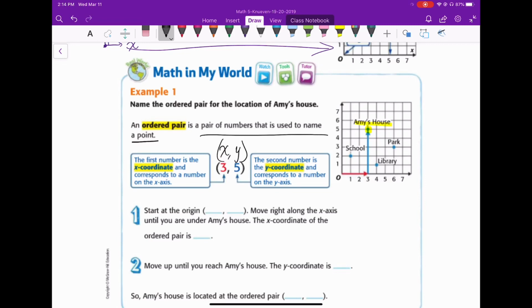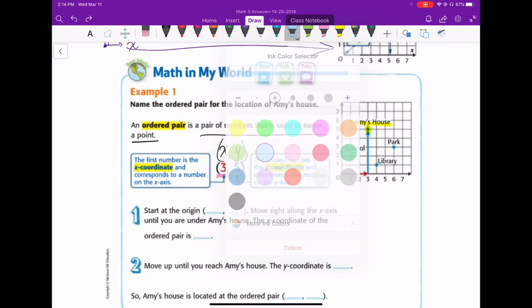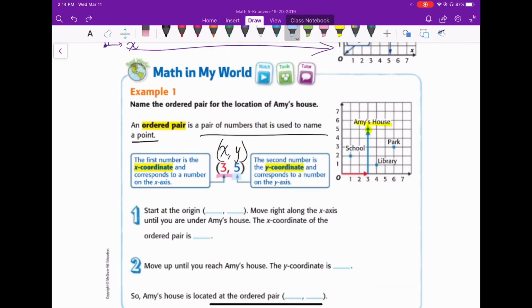So the x-coordinate corresponds to the number on the x-axis. So for this, we see 3. And then the y-coordinate corresponds to the number on the y-axis. So the y-axis is, again, the vertical one. And then we have our x-axis, and that is the horizontal. So x and y to the sky.